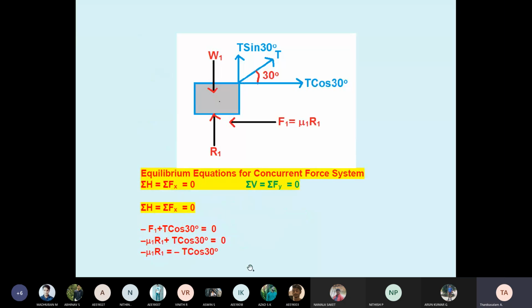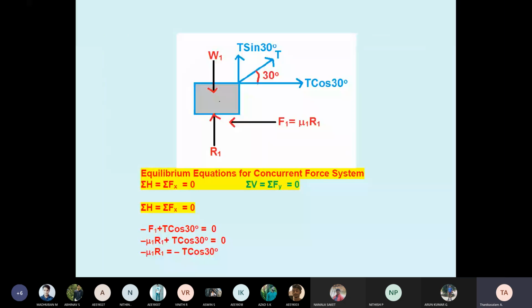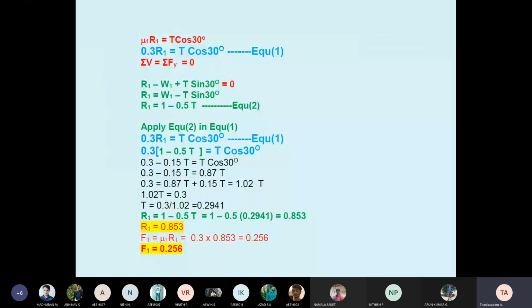See, in this question, our aim is only P. Students, they ask to find the P. Why am I considering block A? We have to first consider block A only, then only we can solve the P value. That's why I have chosen A first. Then we have to go to B. See the question: find the force required to move block B. So we considered block A and calculated R1, F1.